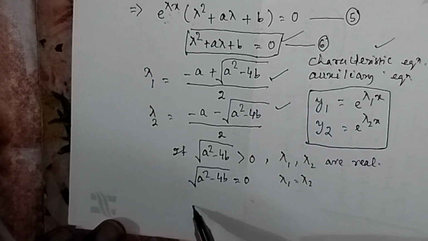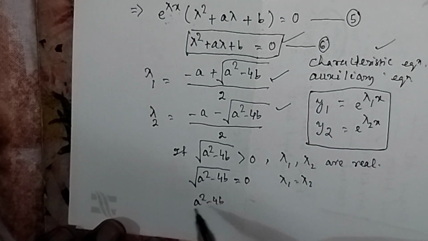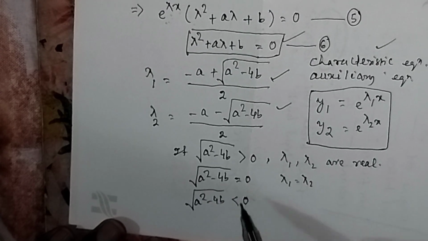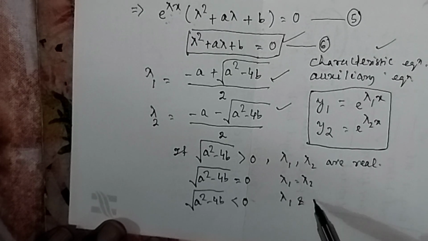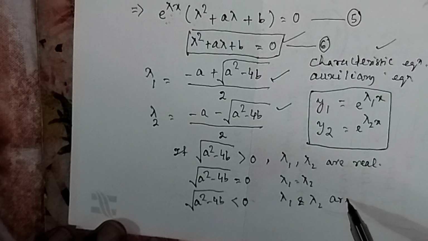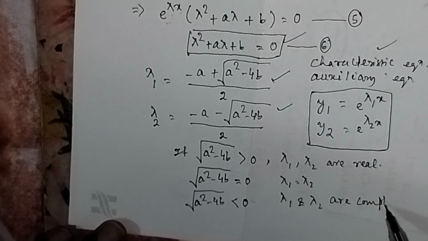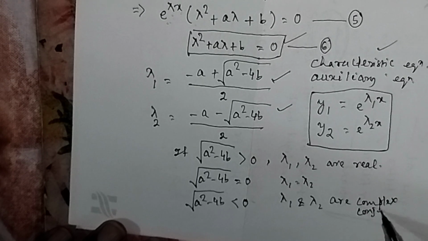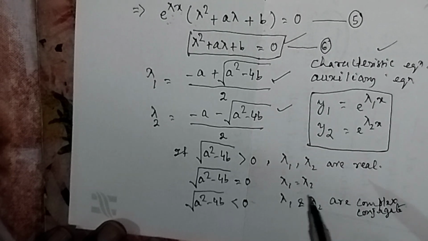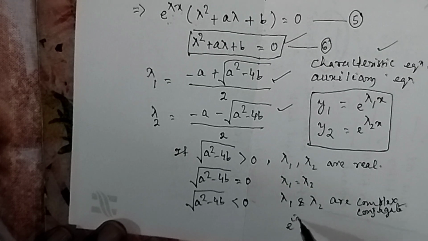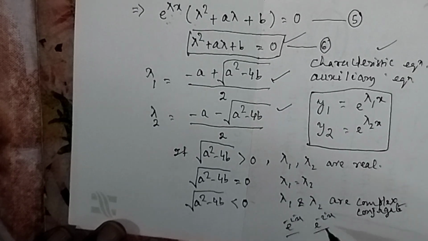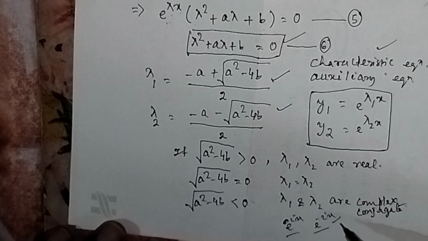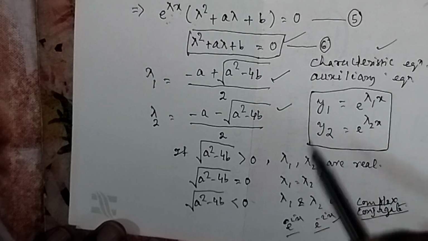And if a square minus 4b is less than 0, then what will lambda 1 and lambda 2 be? They are complex conjugates, remember. What do you mean by complex conjugate? Suppose e to the power ix and e to the power minus ix. They are complex conjugates. If one is plus, the other will be minus. So lambda 1 and lambda 2 are complex conjugates. You have to remember this.